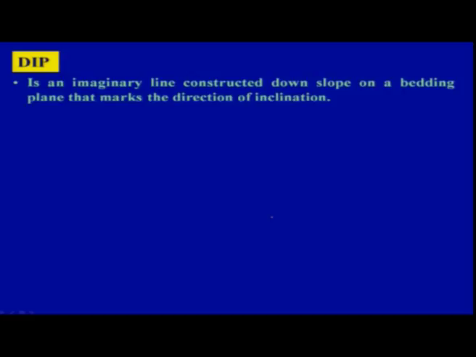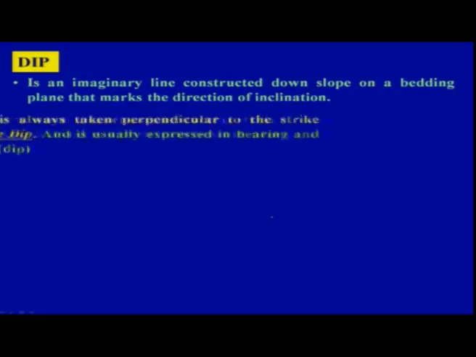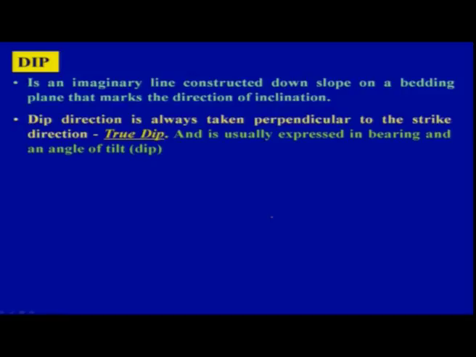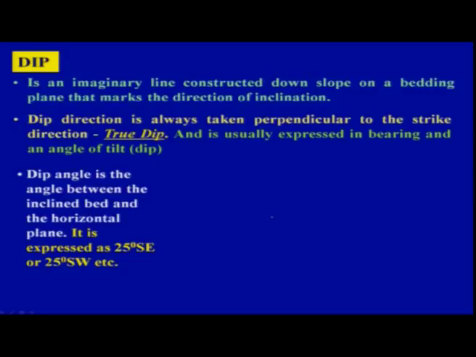Okay, now we will look at the dip. Again, it is an imaginary line constructed downslope on a bedding plane that marks the direction of inclination. The dip direction is always taken perpendicular to the strike, which is termed true dip, and is usually expressed as a bearing and an angle of tilt. That is the amount of dip. For example, 25 degrees southeast. So this 25 degrees is your amount of dip.